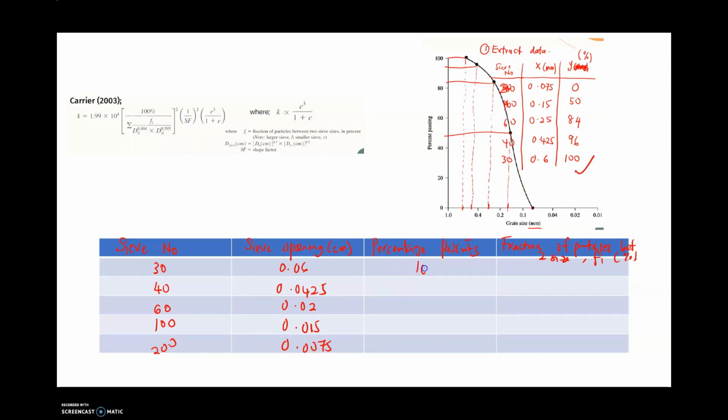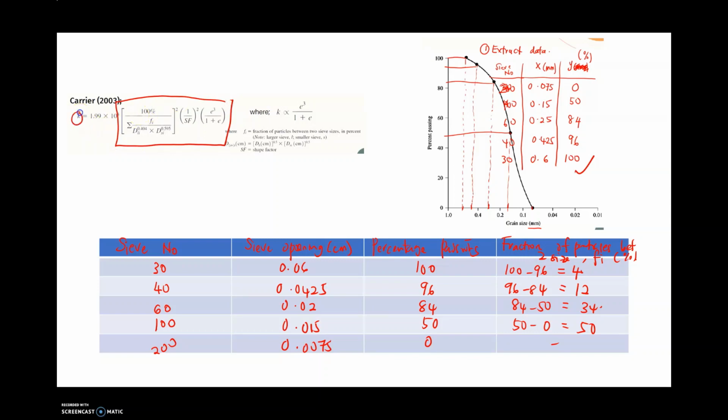Okay, the percentage passing is this one: 100, 96, 84, 50 and 0. Then the fraction of particles between two consecutive sieves, how do you calculate it? 100 minus 96 is equal to 4, 96 minus 84 equal to 12, 84 minus 50 equal to 34, and then 50 minus 0 equal to 50. Okay, so you will get this type of data. Then you can substitute all the parameters in these equations. So you will get the K. Alright?